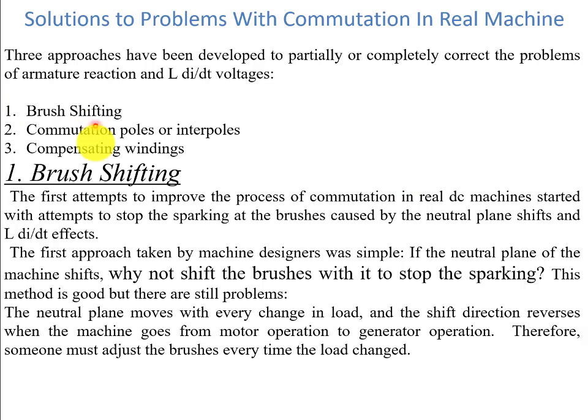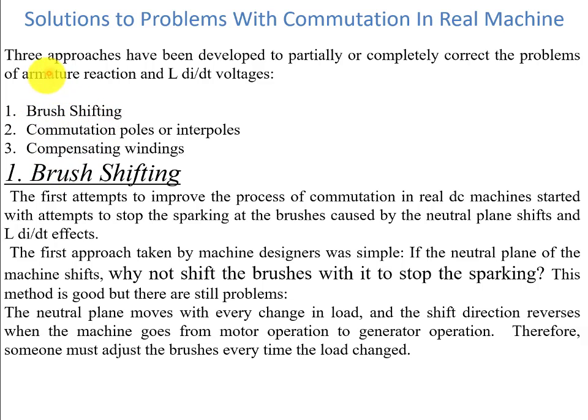So in this video we will continue our topic of the DC machinery fundamentals. Today we will be looking at the solutions to the problems with commutation in real machines. Basically there are three approaches that have been developed to partially or completely correct the problems, but obviously every solution has its own merits and demerits. So let's look at them one by one.